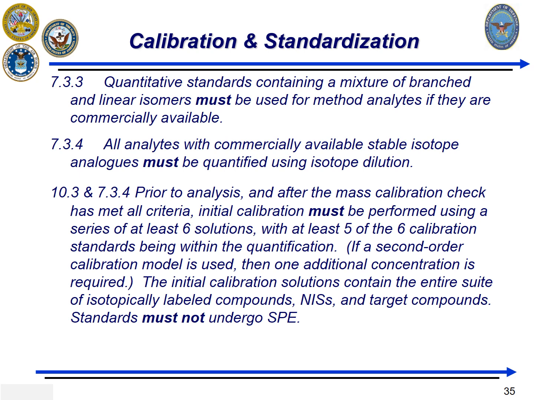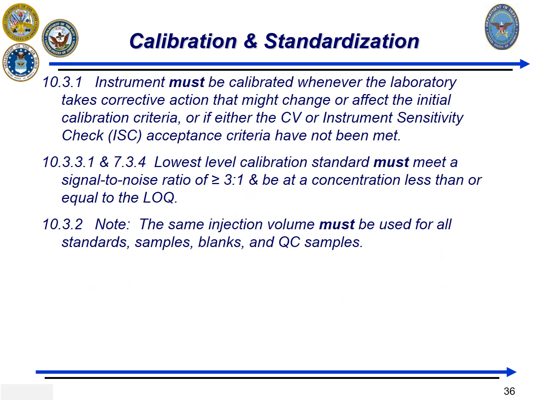So what we're saying here is you have to analyze six solutions, but at least 5 of those have to be within the quantification range. So that means from the limit of quantitation to your highest calibration point. And then second order, 6. Section 10.3.1 states that the instrument must be calibrated whenever the laboratory takes corrective actions that might change or affect the initial calibration criteria, or if either the CV or the instrument sensitivity check, the ISC, acceptance criteria has not been met.